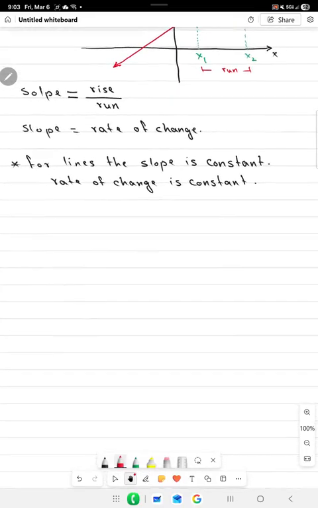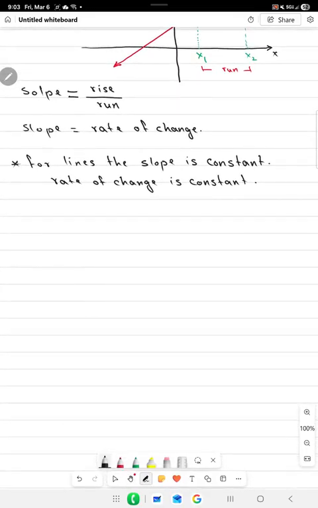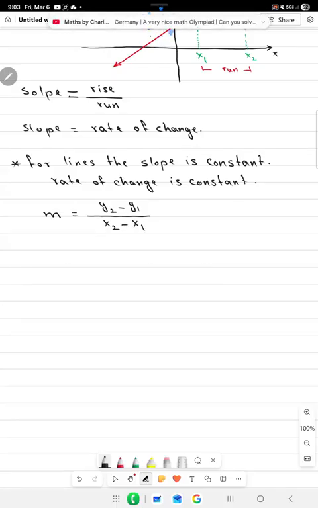If I substitute these values in the slope formula, I'll use m as the notation for the slope. Most of you are familiar that m in this topic represents the slope. Then m equals rise, which is y2 minus y1, over run, which is x2 minus x1. This one will be your slope formula.